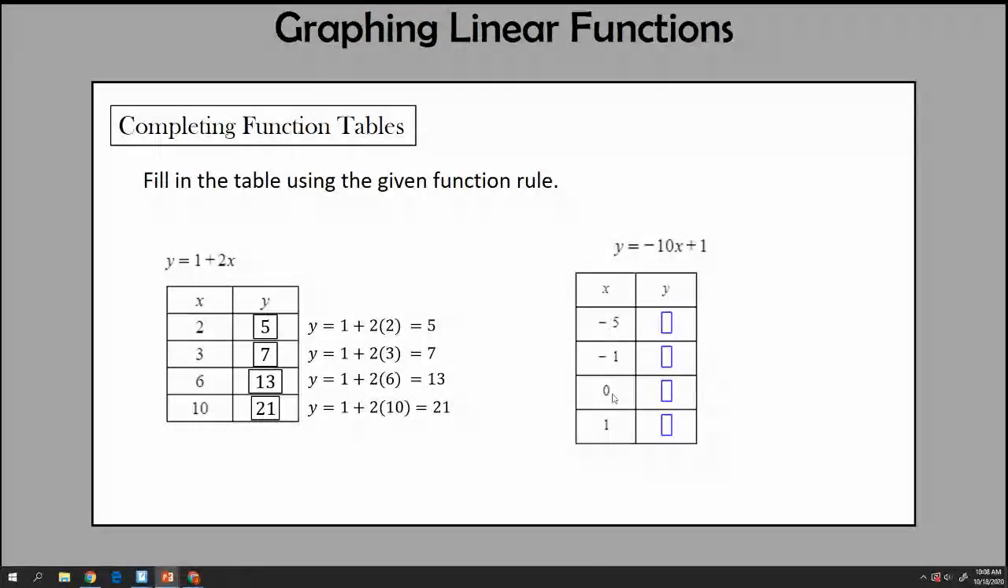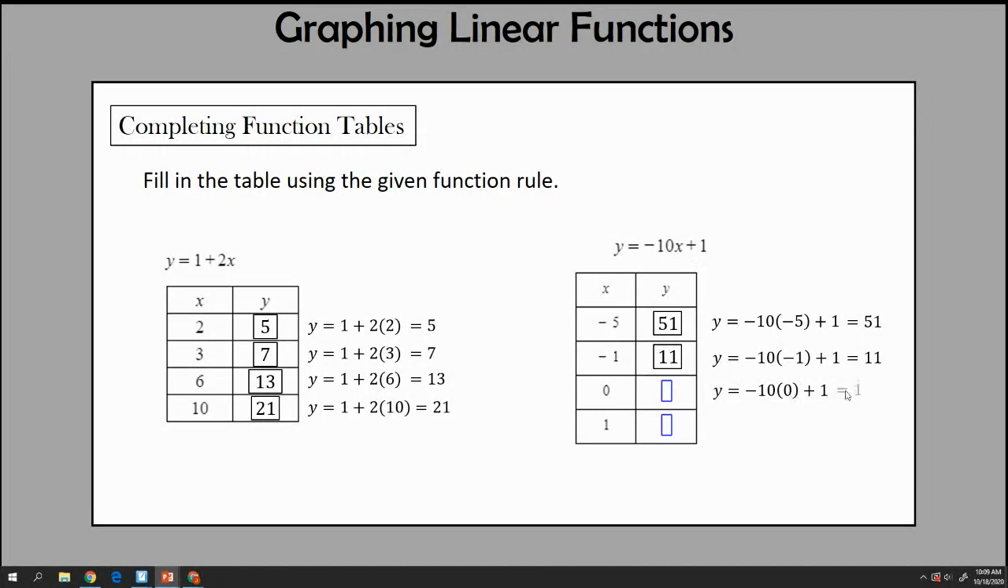Okay, looking at my next one here, y equals negative 10x plus 1. Okay, I'm going to do the same thing. Here's my input, negative 5. Negative 10 times negative 5 is 50, plus 1 is 51. Input of negative 5, output of 51. Input of negative 1. Negative 10 times negative 1 is 10, plus 1 is 11. Input of negative 1, output 11. So this ordered pair, negative 1, 11, is on the line.